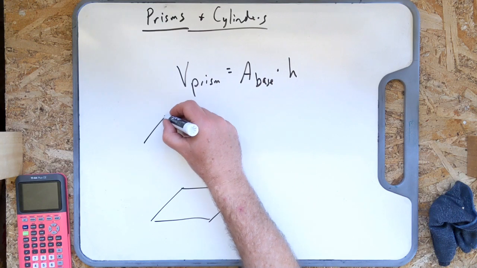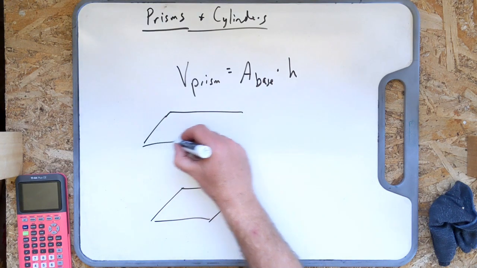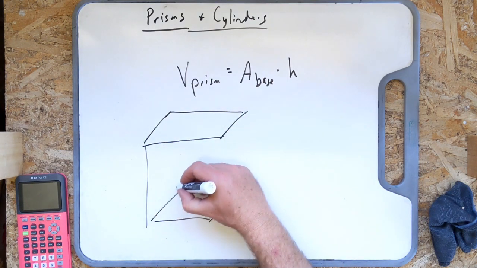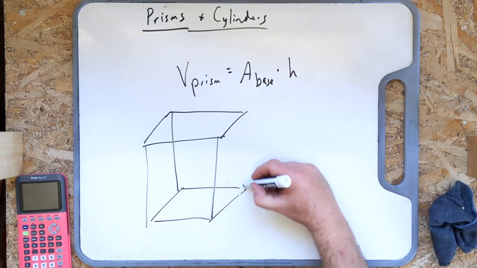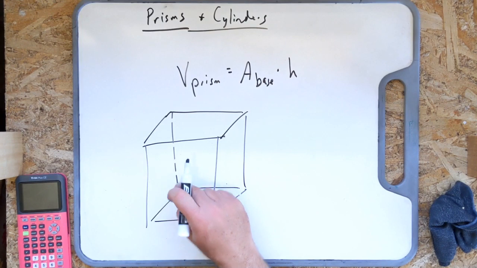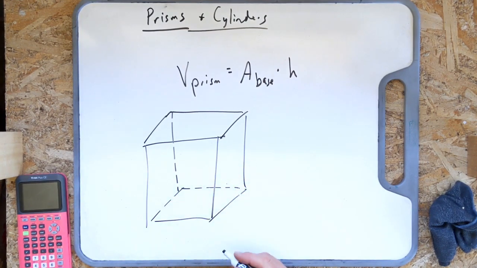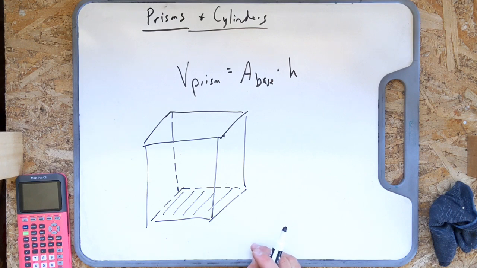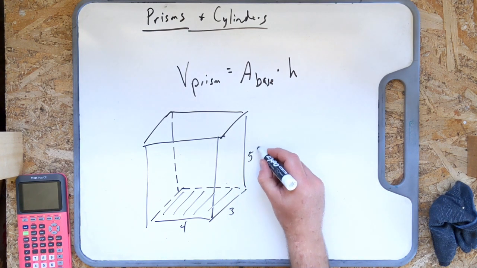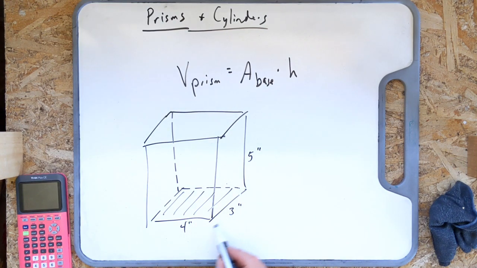I'm going to draw a prism, a rectangular prism in this case. Oops. That was a bit off. And that's behind. There we go. Okay, the area of the base is, here's the base down here. Let's make it 3 by 4 by 5 inches. The area of the base in this case is 12 square inches, 4 times 3.